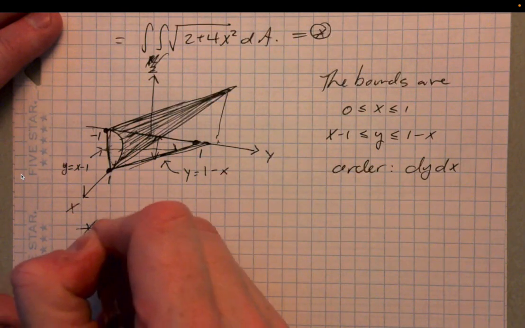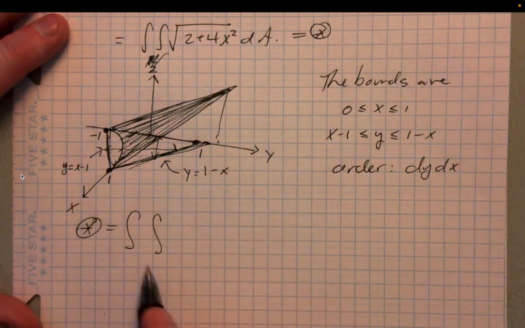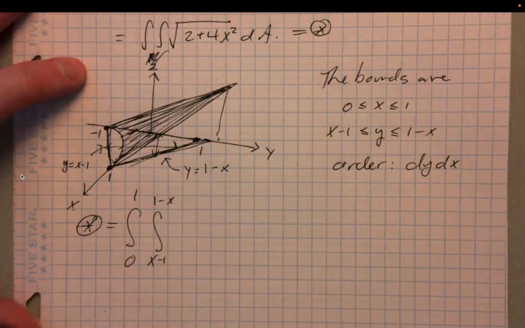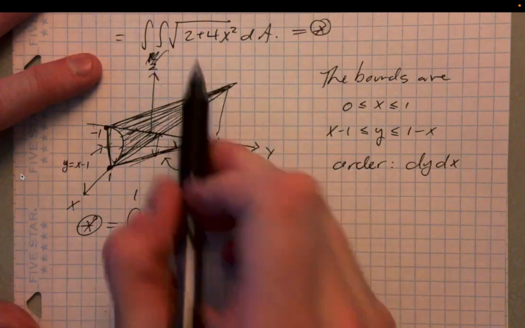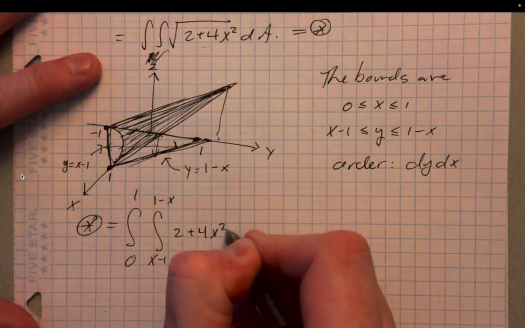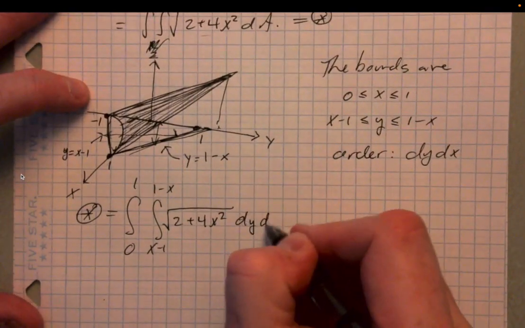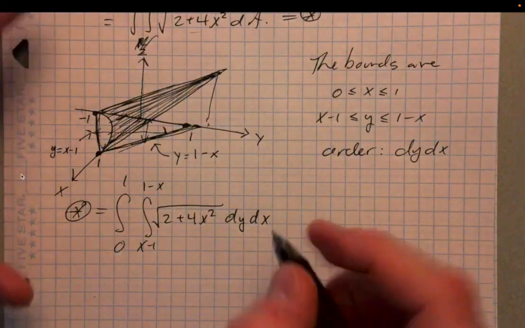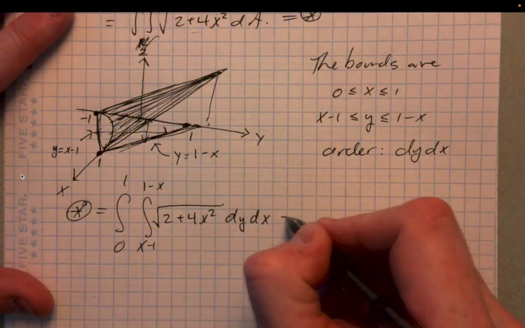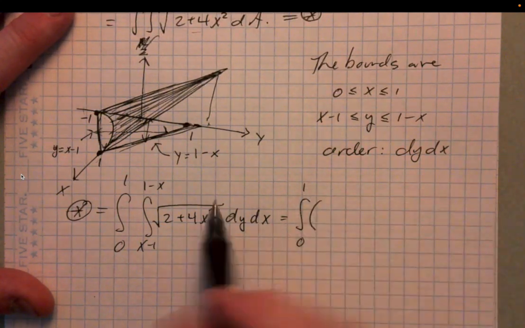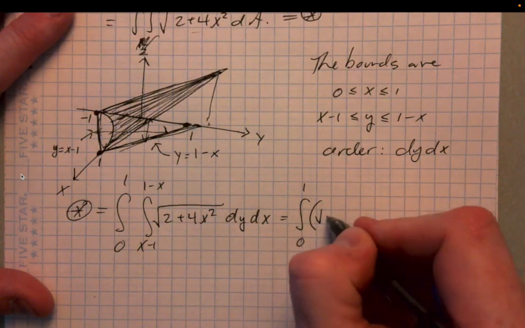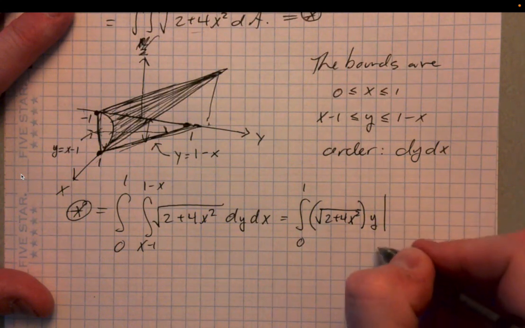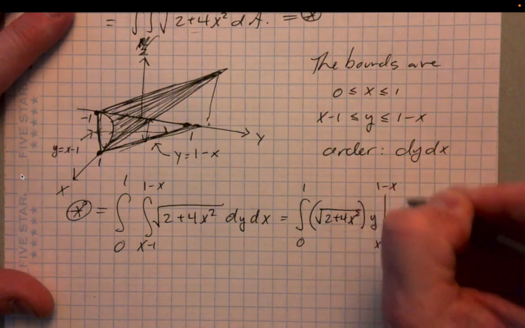Okay, and so that means we've got the double integral from 0 up to 1, and then from x minus 1 up to 1 minus x of 2 plus 4x squared dy dx. And so that's our double integral. Okay, and so integrating with respect to y first is very simple, right? This is just a constant, so you're going to have 2 plus 4x squared, and then you're just going to toss a y in there, and that'll go from x minus 1 up to 1 minus x dx.